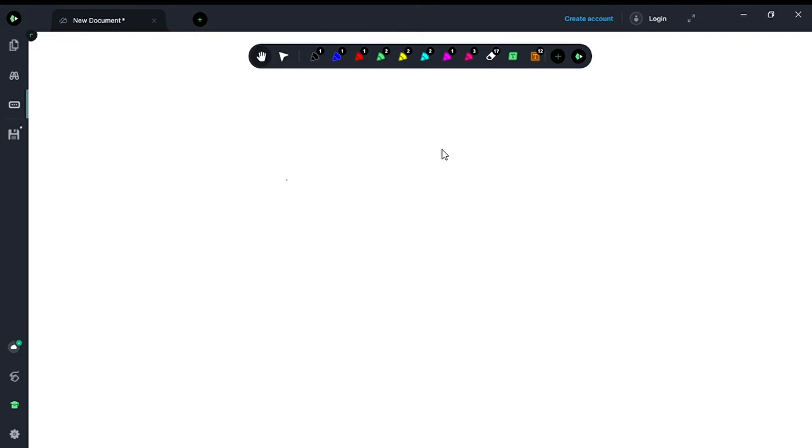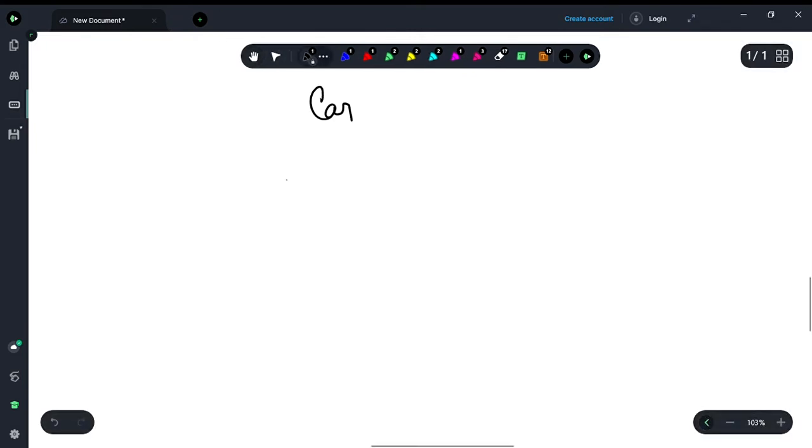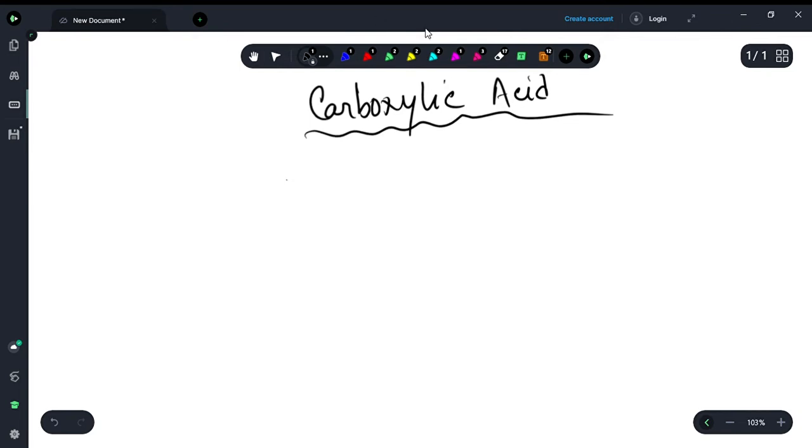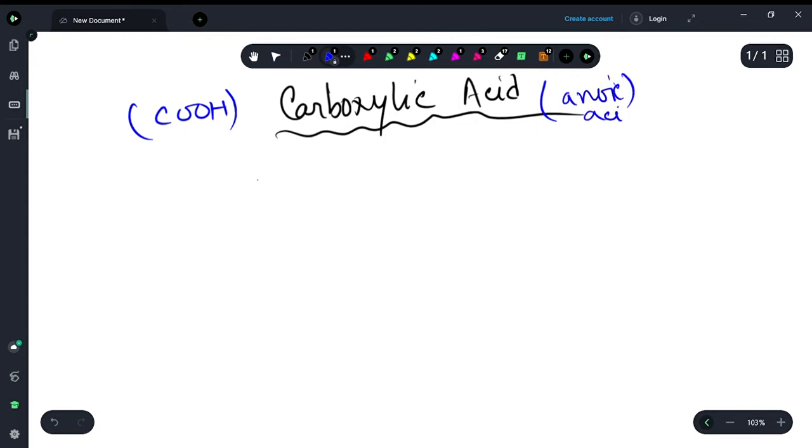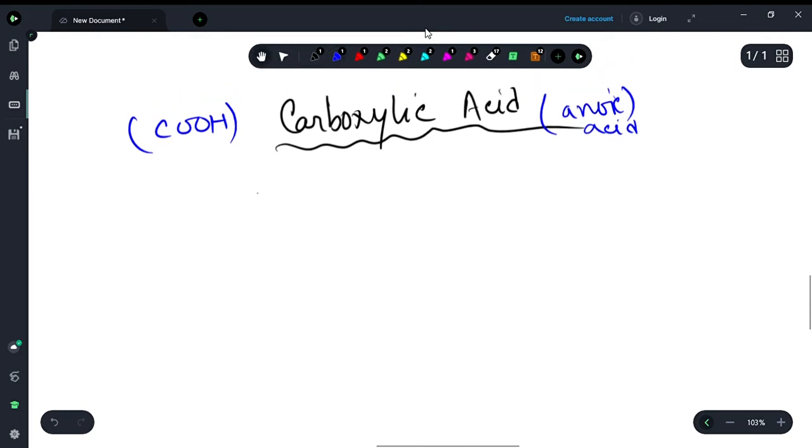So now the last one is the carboxylic acid for our basic organic chemistry. Carboxylic acid will contain COOH, and its suffix will be anoic acid. Very annoying acid, so just anoic acid. Yeah, a way to remember that. Now let's just discuss some of its members.